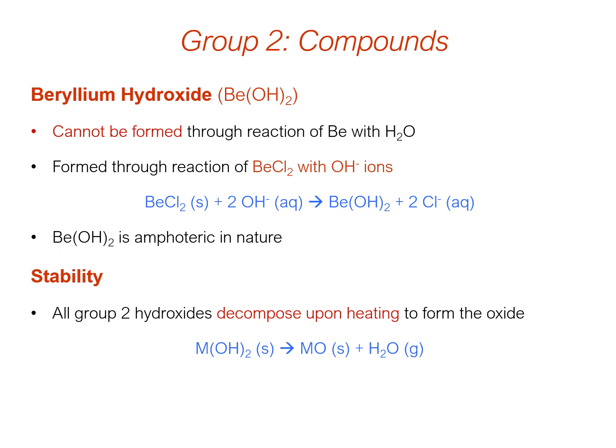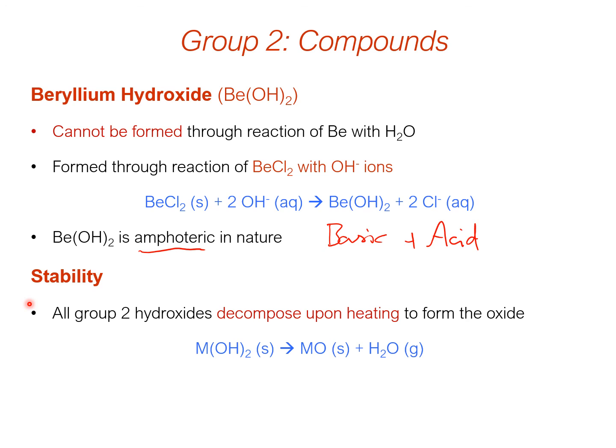And beryllium hydroxide is amphoteric in nature, as opposed to the rest of the group 2 hydroxides, which are basic. And amphoteric means that it shows both basic and acidic properties. So it will react with an acid, much like you'd expect a base to. But if you carry on adding base to a solution of beryllium hydroxide, you get a complex being formed. So it'll also react with more base.